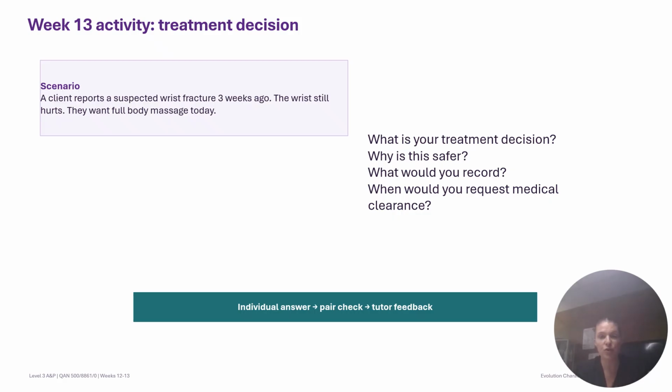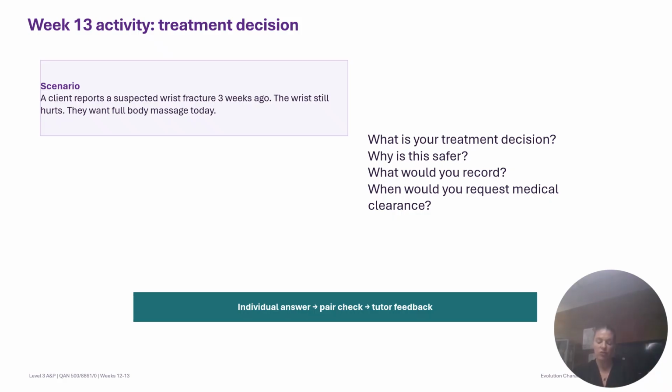Until she gives you that proof, you will insist on avoiding the area, and you will go through a consultation every single time she turns up, and you will make sure that she or he signs it. You need to protect yourself in every way, shape or form.